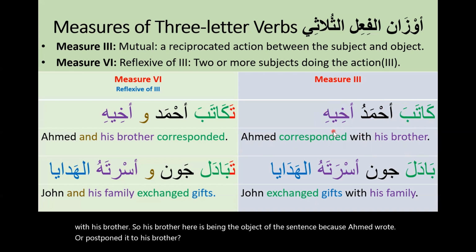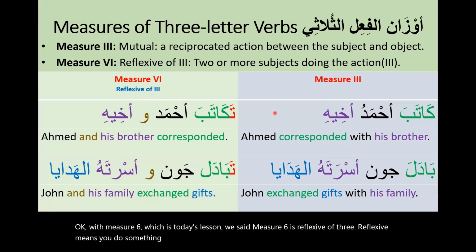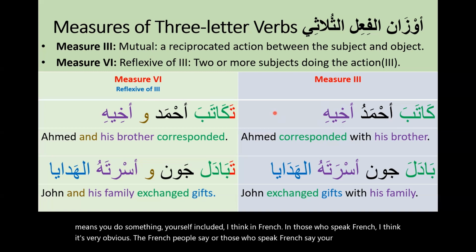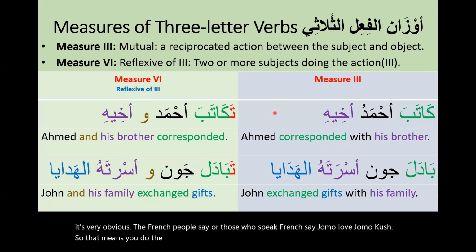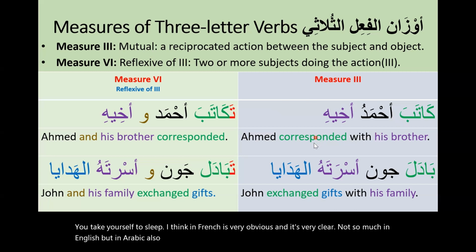Okay, with measure 6, which is today's lesson, we said measure 6 is reflexive of 3. Reflexive means you do something yourself included. I think for those who speak French, it's very obvious. Say, je me lave, je me couche. That means you do the action to yourself, like you wash yourself, you sleep, you take yourself to sleep. I think in French it is very obvious and very clear. Not so much in English, but Arabic also works the same as French.